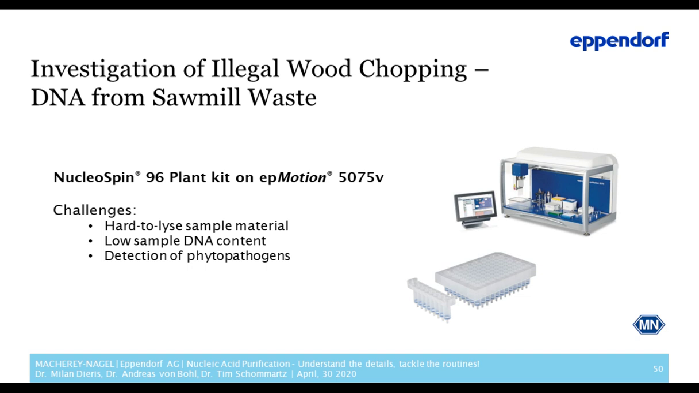And the main challenge of this was that, of course, we had a kit, the NucleoSpin 96 plant kit, for this purpose, but as you can imagine, wood or sawmill waste is not the best sample type to extract DNA out of. So you have a very hard sample type and a very low amount of DNA. Additionally, this institute also wanted to check for phytopathogens. So in the end, they had a lot of different applications, and we had to do some adaptations on the method, on the system, but now it's running freely.